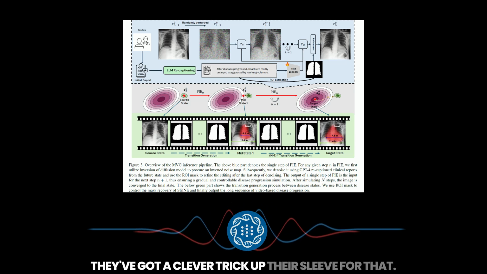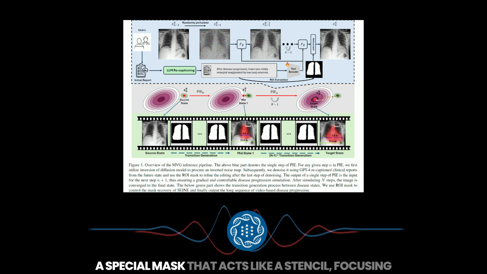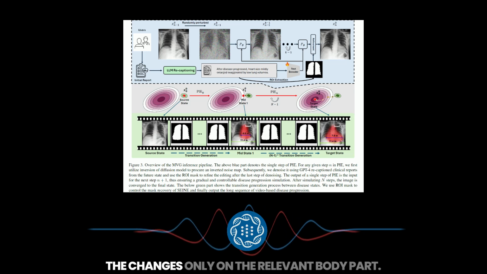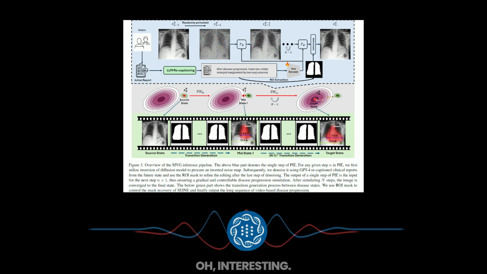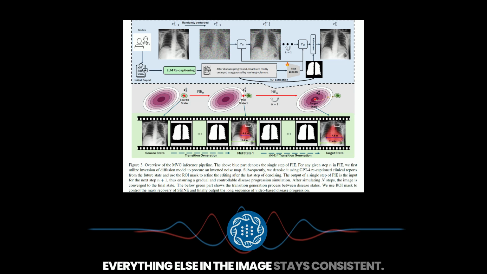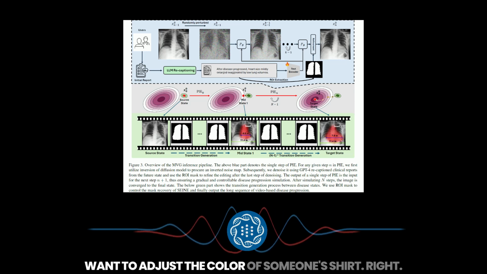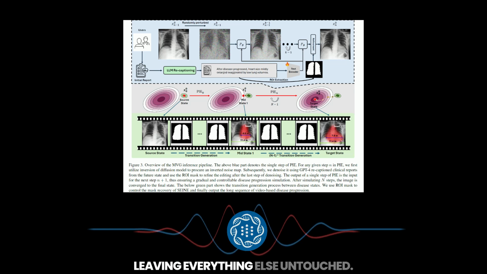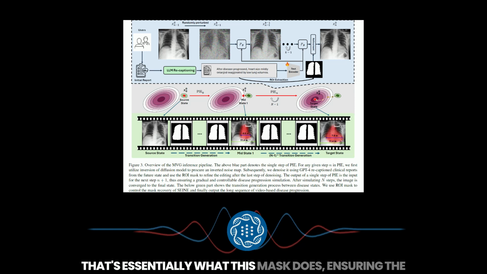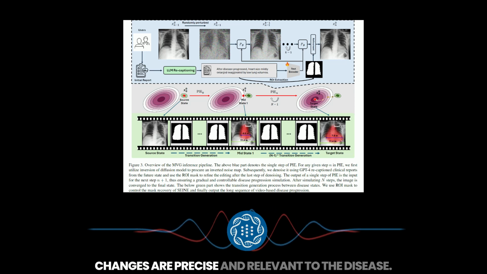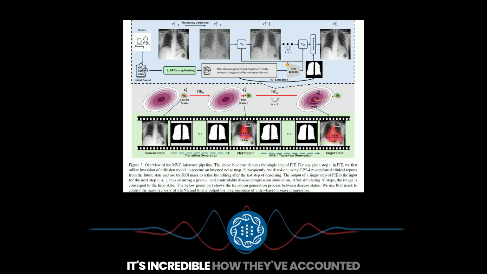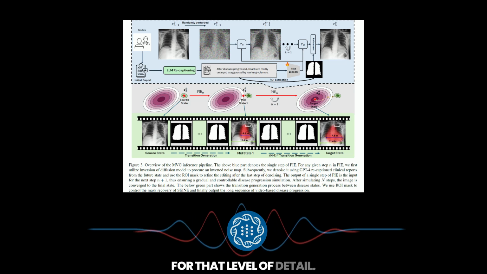They've got a clever trick up their sleeve for that. A special mask that acts like a stencil, focusing the changes only on the relevant body part. Oh, interesting. Everything else in the image stays consistent. So imagine you're editing a photo and you only want to adjust the color of someone's shirt, leaving everything else untouched. That's essentially what this mask does, ensuring the changes are precise and relevant to the disease. It's incredible how they've accounted for that level of detail.